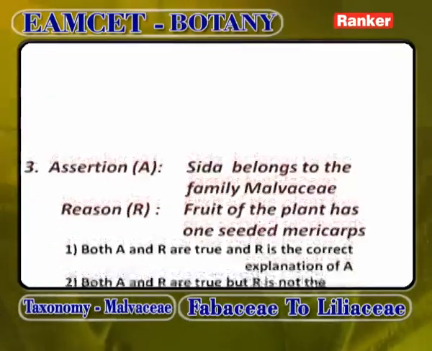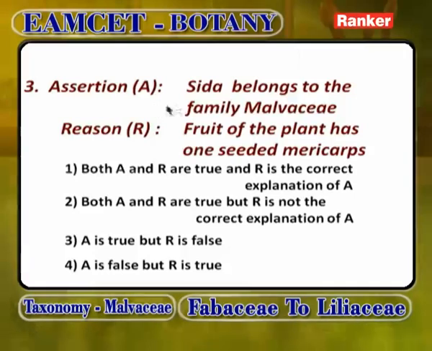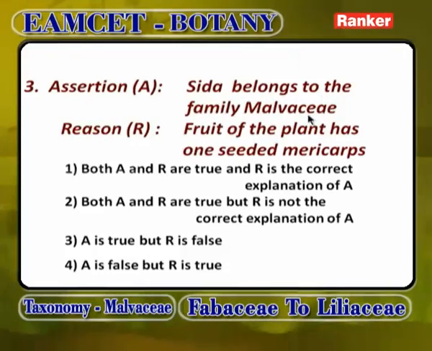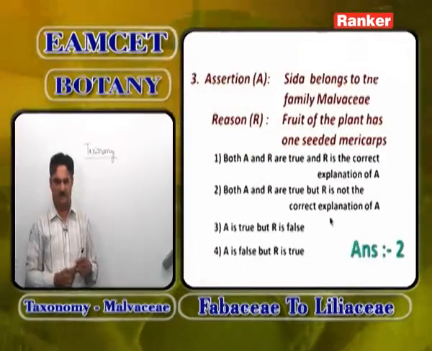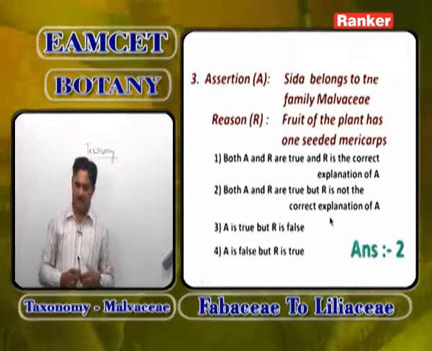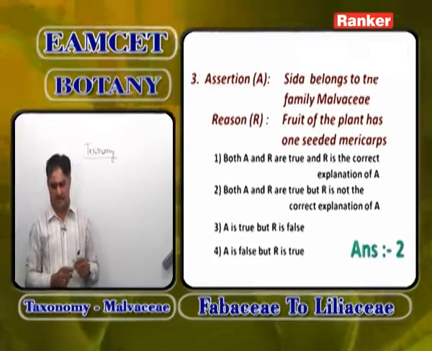Next, Sida belongs to the Malvaceae. Sida belongs to the family Malvaceae is correct. Fruit of the plant has one-seeded mericarps is also correct. Sida belongs to the family Malvaceae is correct, because Sida and Abutilon belong to the family Malvaceae without any epicalyx. These are the two plants of the family without epicalyx.